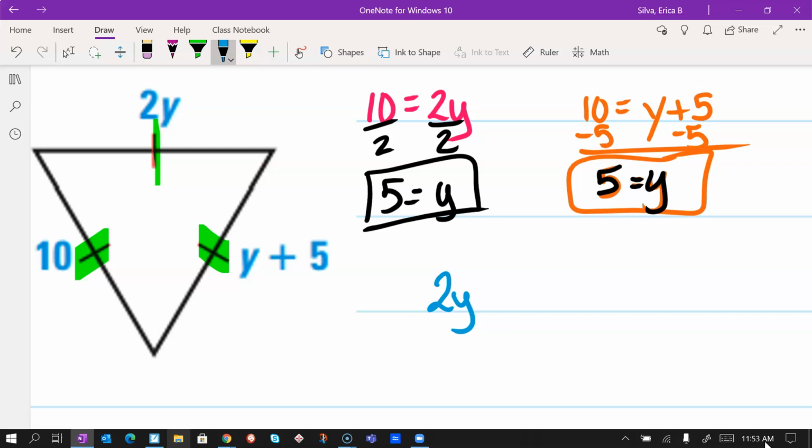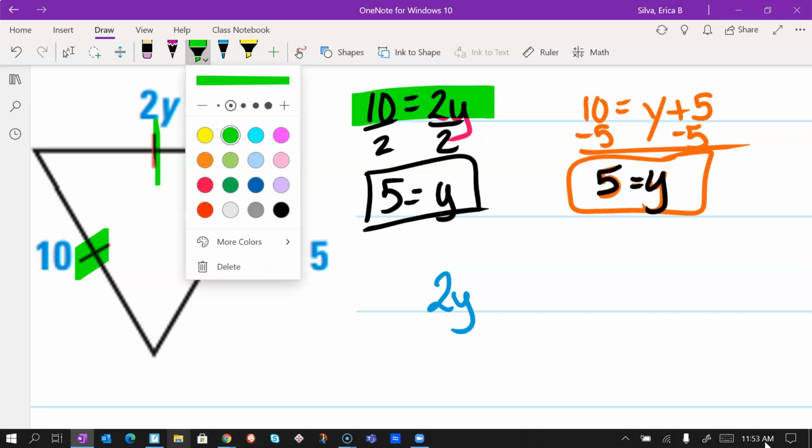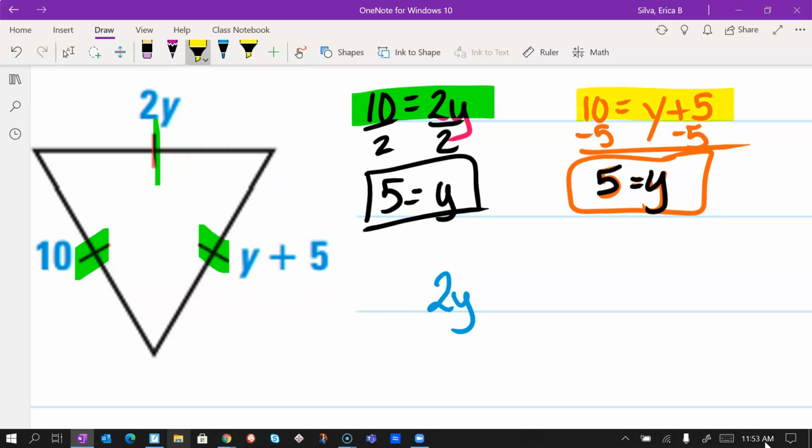2y is equal to 10. That's why we got this one. Great job, Julie. And then 2y is equal to, y plus 5 is equal to 10 also. That's how we got this one. What did you say?